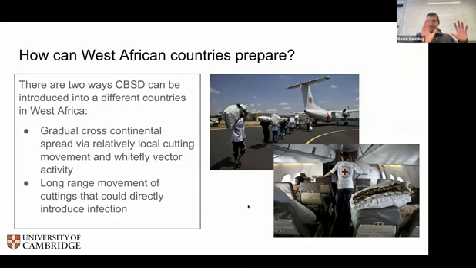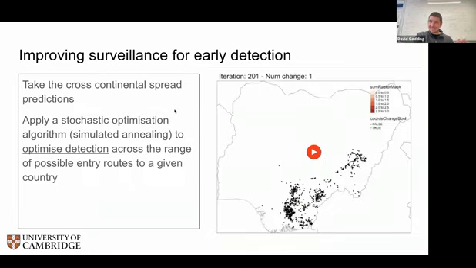So if we just put that's a complexity around where people should be looking. Let's say you're in Nigeria, where should you be looking? Should you be looking around the airports, or should you be looking around the eastern border where it's spreading across the continent? If we just park that for one second and focus on that cross-continental scenario.